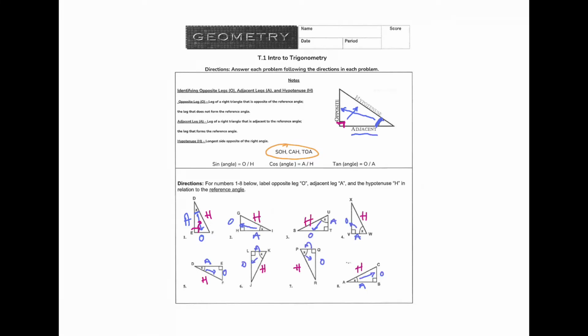All right, there we go. Go ahead and look through them and see if you have any questions. Once again, it's super important that you pay attention to where is that angle that we care about. Because that angle could be either of the 2 angles that are not the right angle.